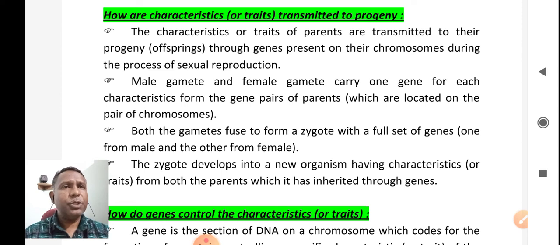Both the gametes fuse to form zygote with a full set of genes, one from male and the other from the female, because in the gametes only one gene, one allele of a pair of gene is present. The zygote develops into a new organism having characteristics or traits from both the parents which it has inherited through genes.